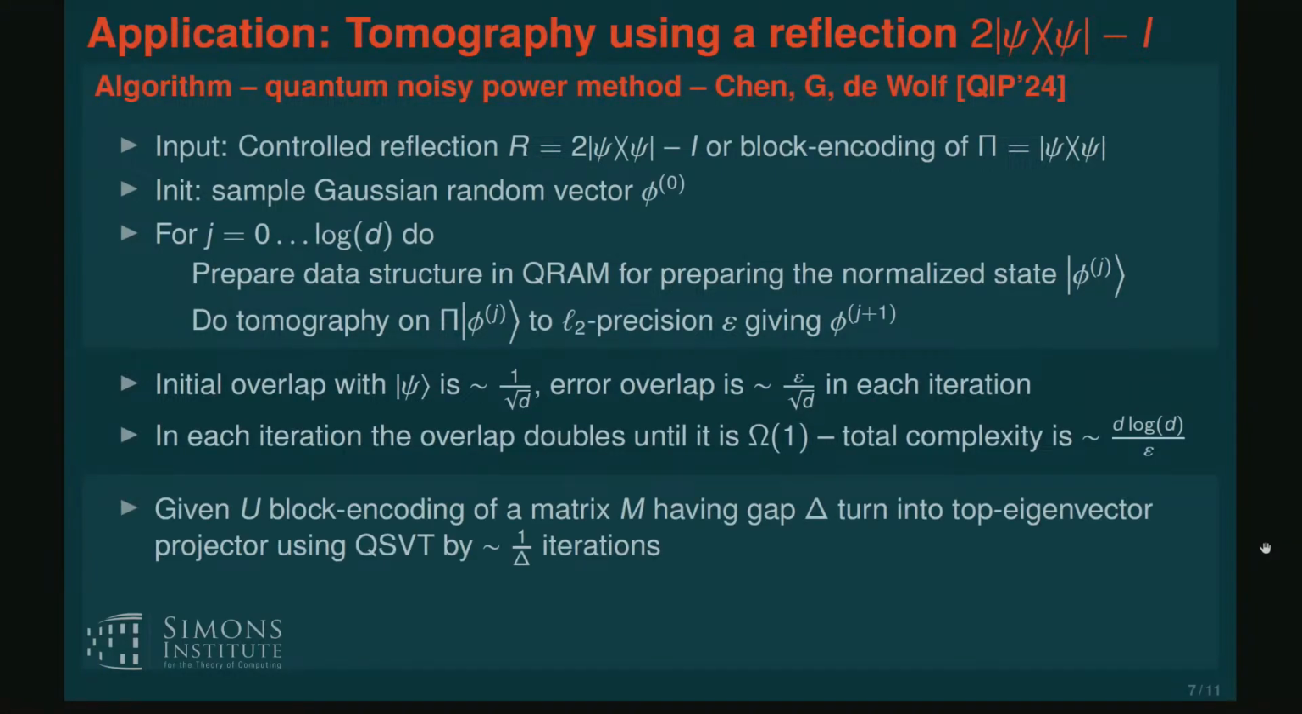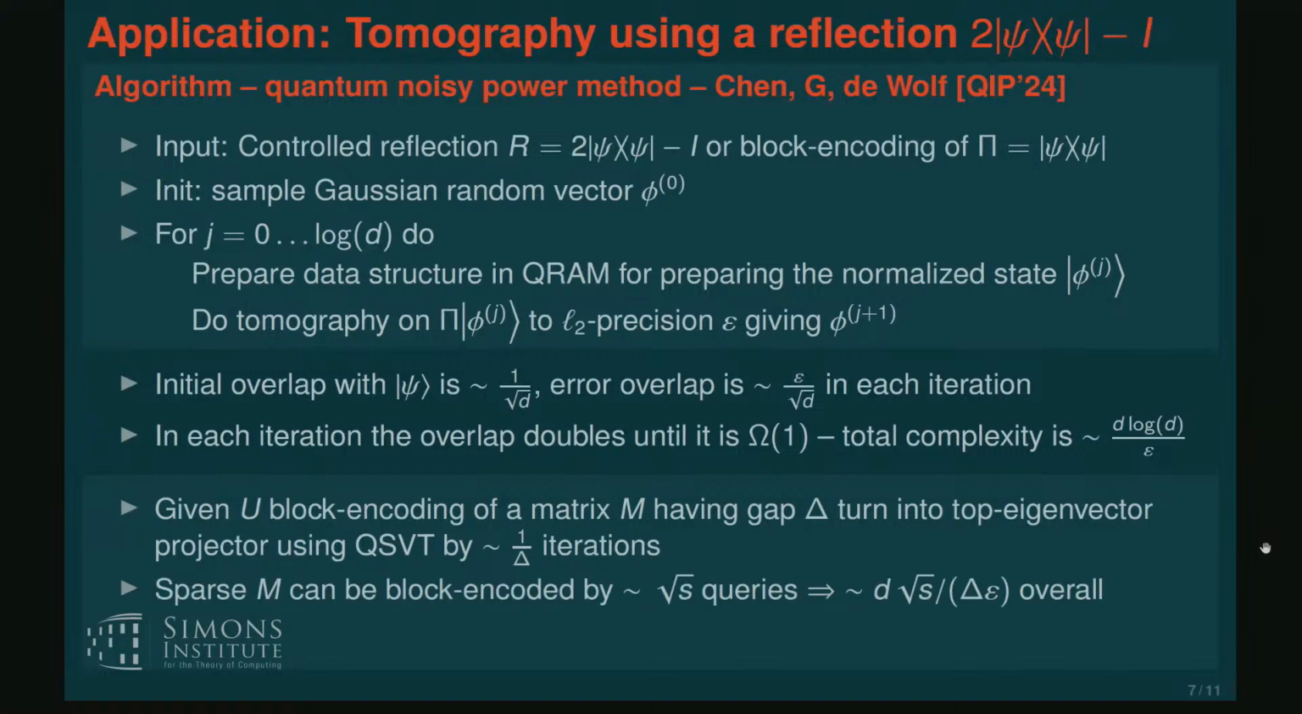And immediately we get our application to the power method, where we have some block encoding of the matrix M with spectral gap delta. Then we turn it into a projector and apply this scheme. And if M happens to be a sparse matrix with sparsity S, then actually you can do block encoding with square root S queries, and then you get this complexity, which in the dense case gives you the d to the 1.5 that I claimed. So this is the main algorithm.